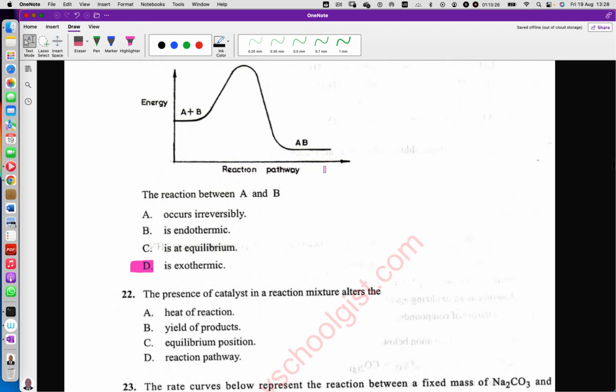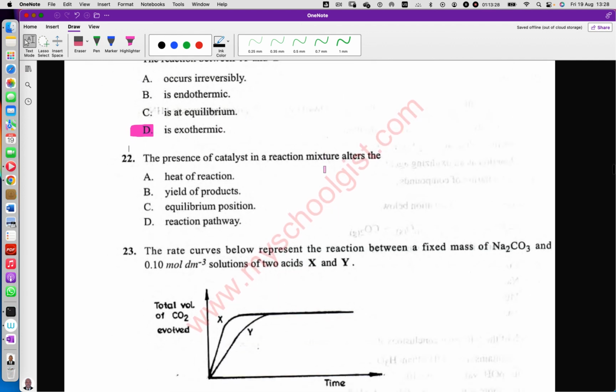So let's get back to our question 22. It has no effect on heat of reaction. It has no effect on the yield of product. It has nothing to do with equilibrium position. But D, reaction pathway, yes, it alters the reaction pathway by lowering the activation energy. When it lowers the activation energy of a reaction, the reaction pathway has been altered. So our answer for this is D. 22 is D.